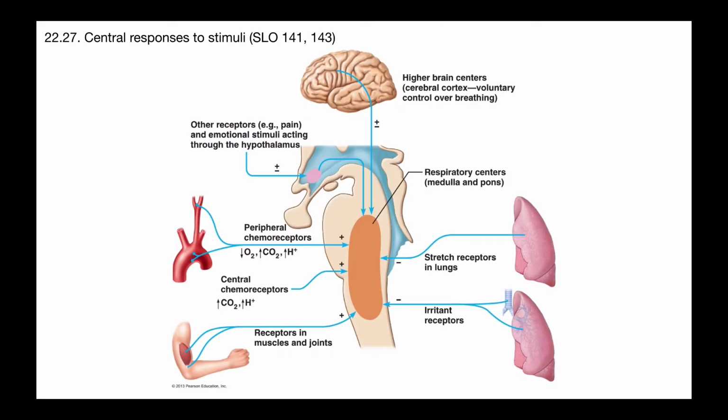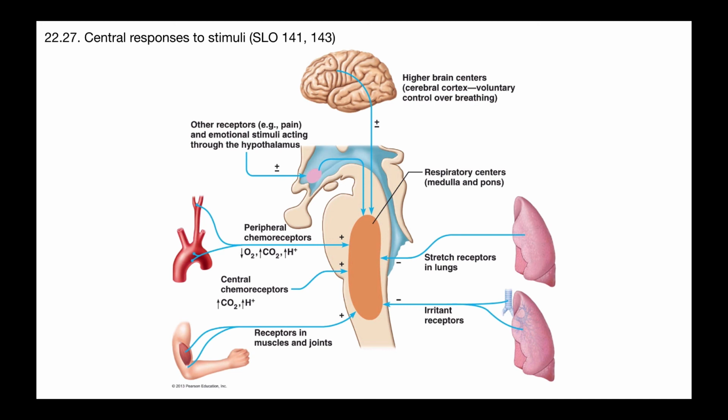Now, this is a super uninformative figure in some ways, but basically, what are the places where the controls actually happen to set up your respiratory rhythm? I'm just going to start at the top here.